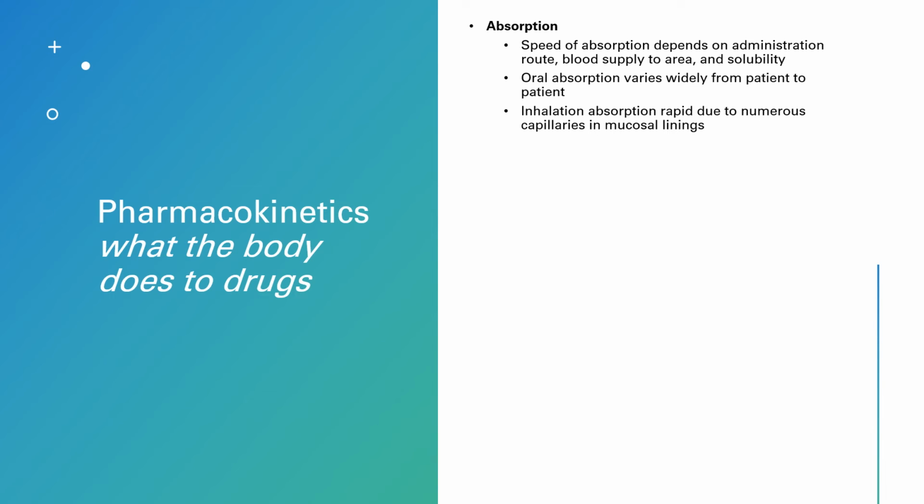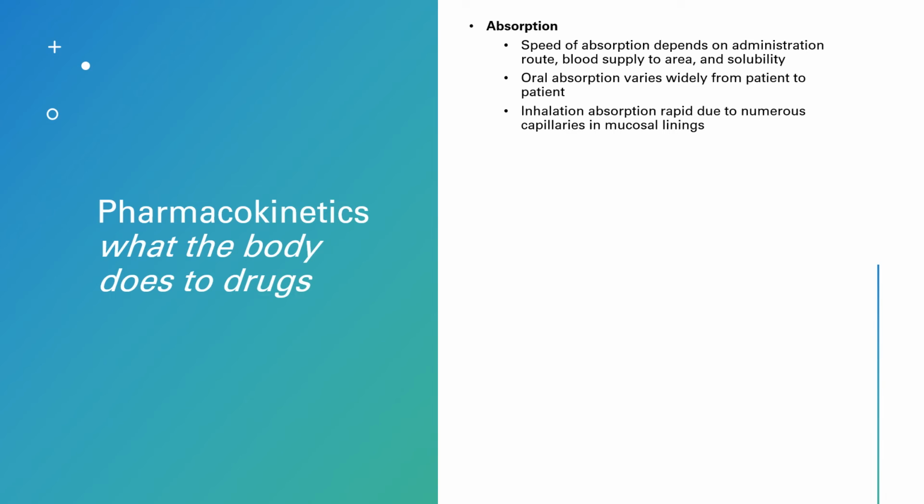If a drug is in solid form, it has to dissolve before it can be absorbed. Okay, drugs in suspensions dissolve faster than solids, and solutions even faster than suspensions. Okay, so oral absorption varies depending on the drug. It depends on their chemical structure, as well as their pH, the acidity, or the motility of the GI tract.